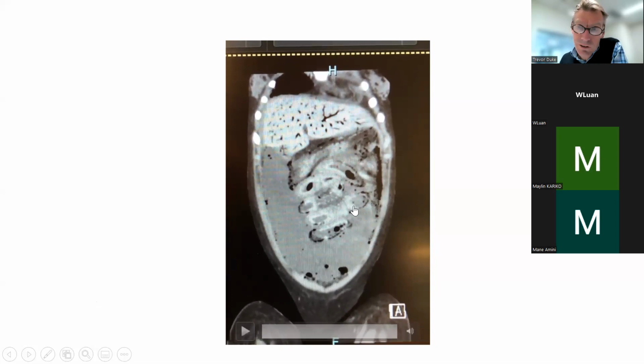So if you were to see this again, looking at an X-ray like this, what would you then be thinking about in a child like this? What would you think about?